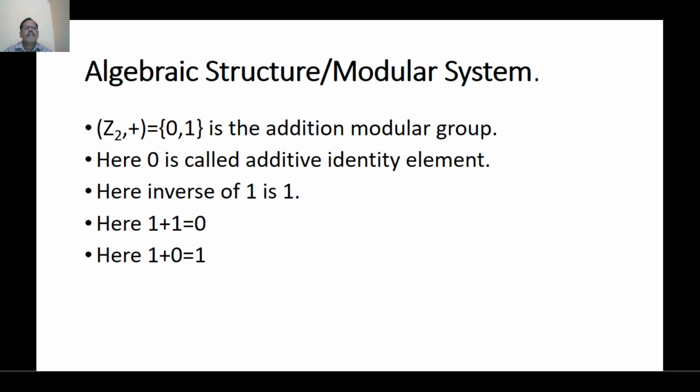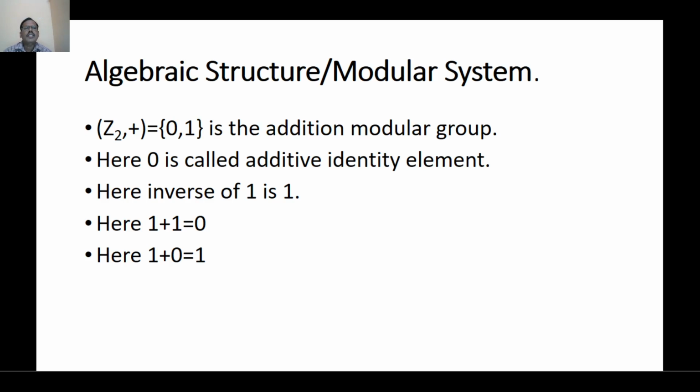For example, consider Z2 under addition. Z2 means it is a subset of Z, and it contains only 0 and 1. And here the binary operation is addition modulo 2. This is an addition modular group. We call it an addition modular group.